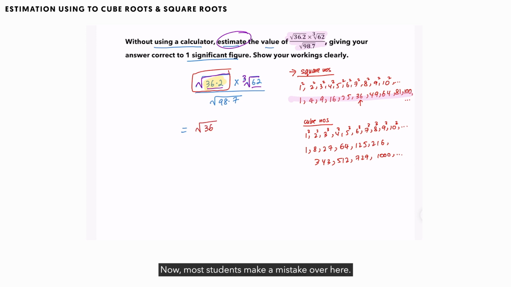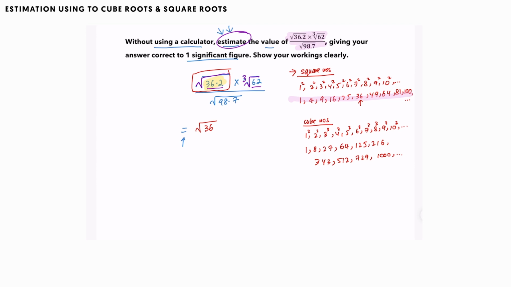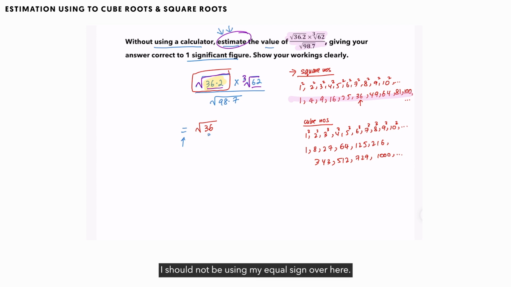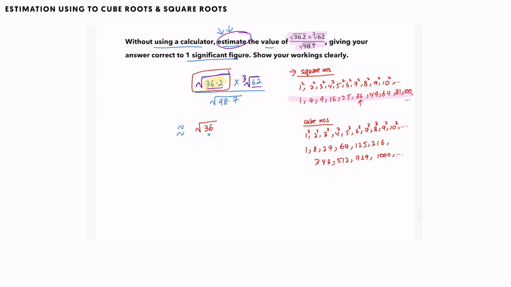Now, most students make a mistake over here. A lot of us write equal sign. Don't forget, we are estimating. So since 36.2 is not the same as 36, I should not be using my equal sign over here. So let's take that away and replace it with my estimation sign.